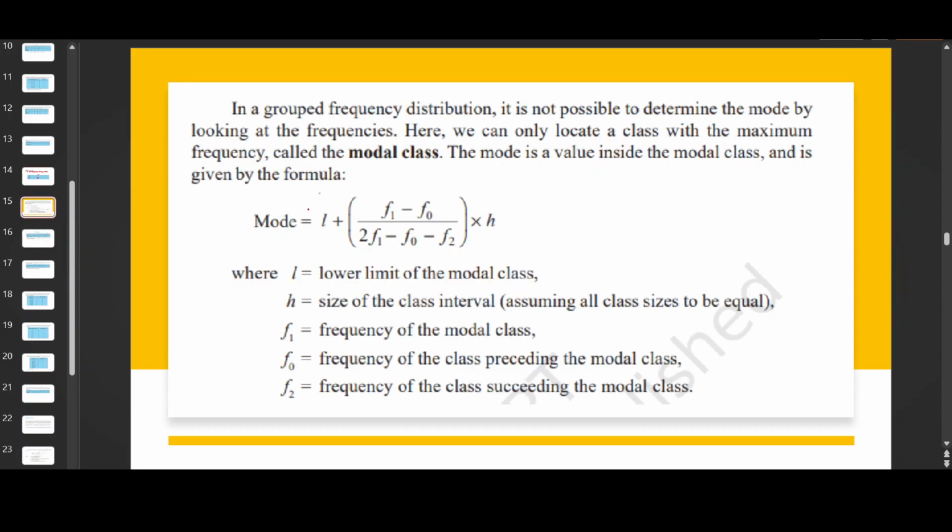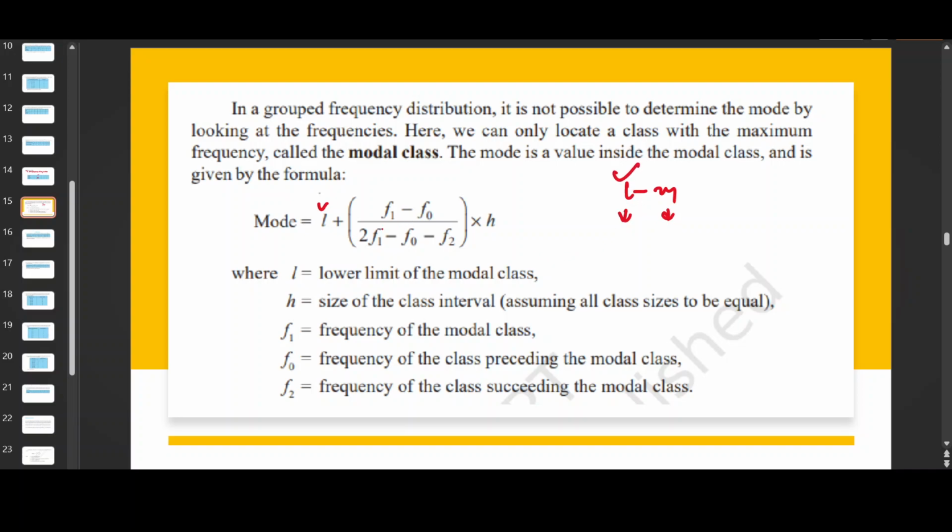For grouped data we will meet a class interval. Now this is the formula to find the mode for grouped data. This is the lower limit, suppose L, and this is the upper limit, so we will use only the lower limit.